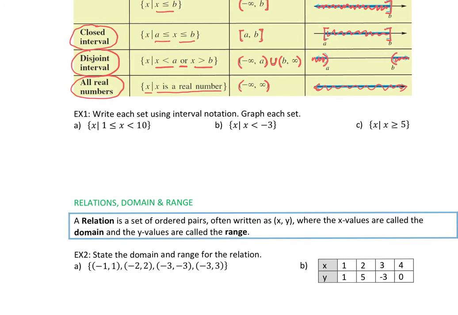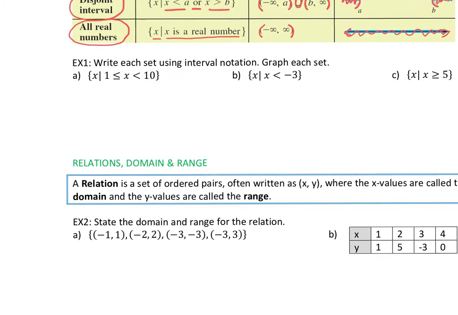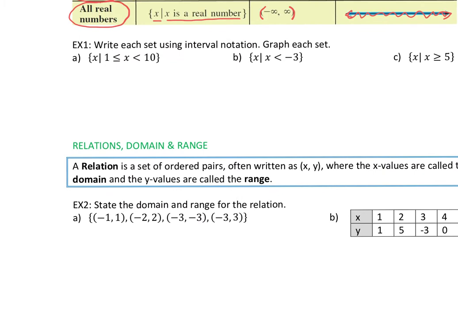We'll practice that in example 1. We'll write each set using interval notation, and then we'll graph each set. In A, we have the set of all x such that x is greater than or equal to 1, but less than 10. So greater than or equal to 1 means we include 1, so we'd have a bracket, 1, comma, 10, but we're not including 10 because it's strictly less than 10, so that would be a parenthesis.